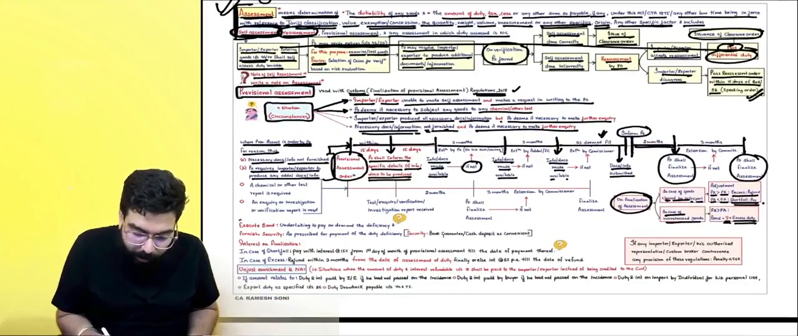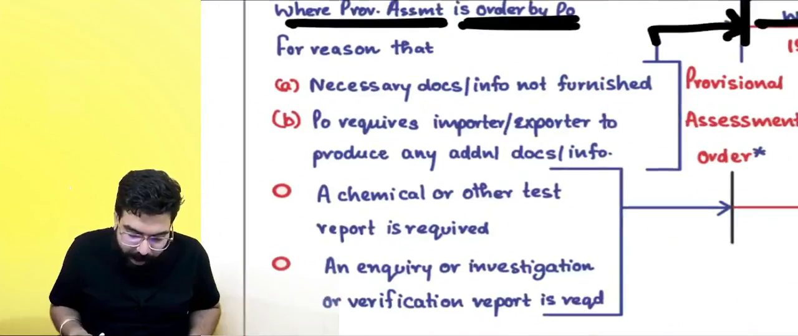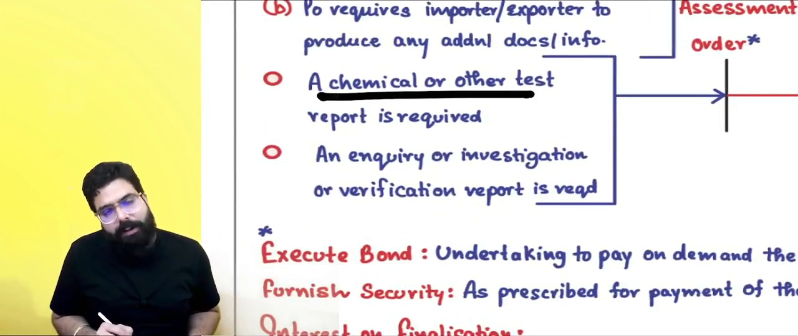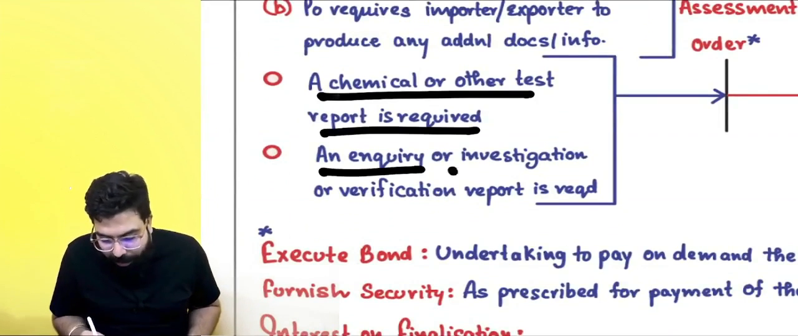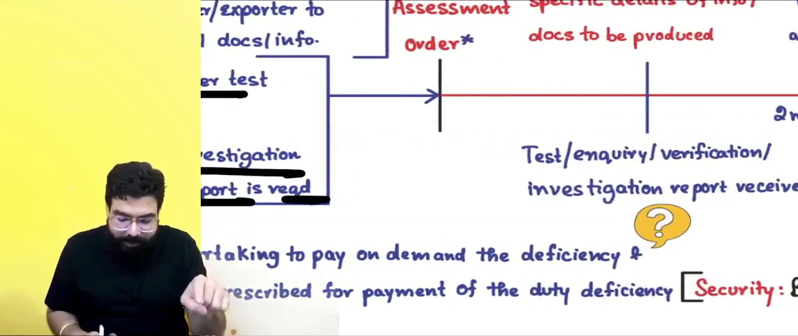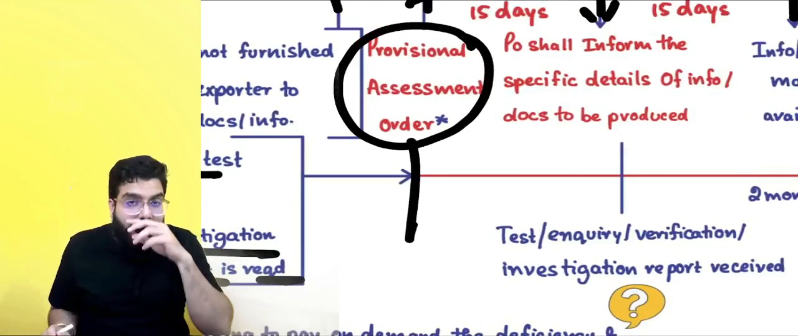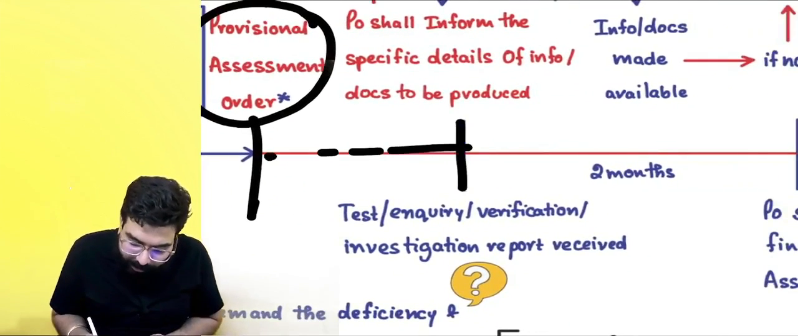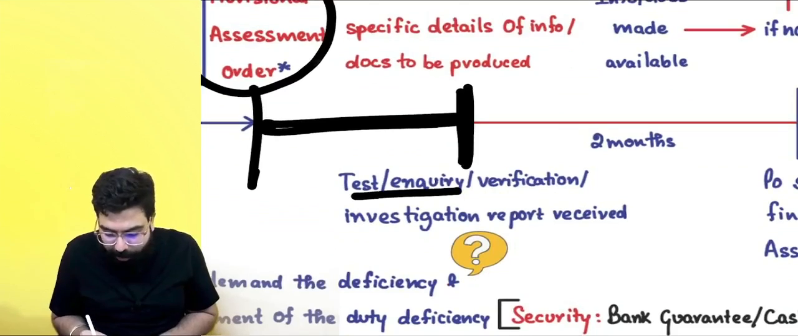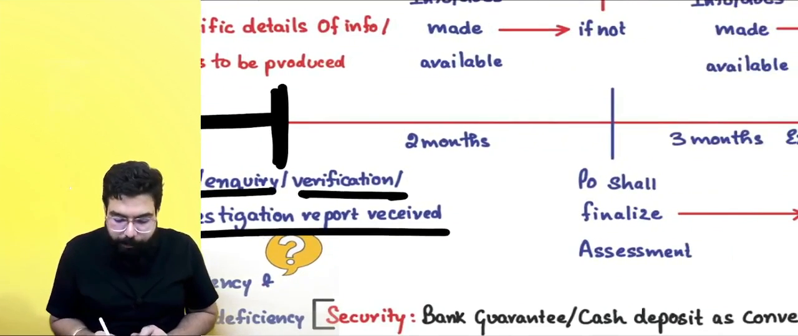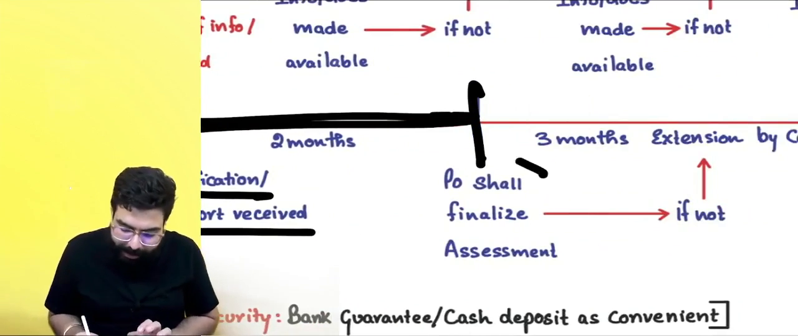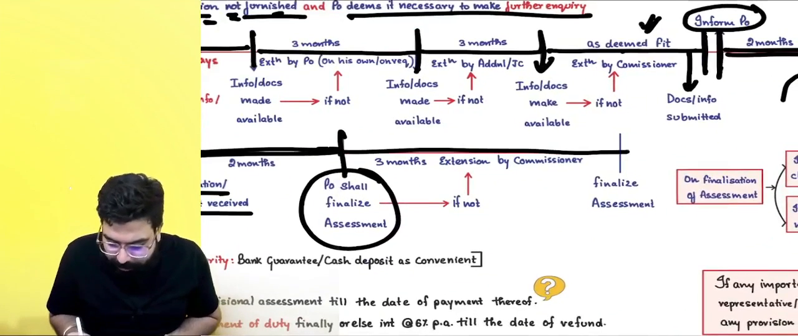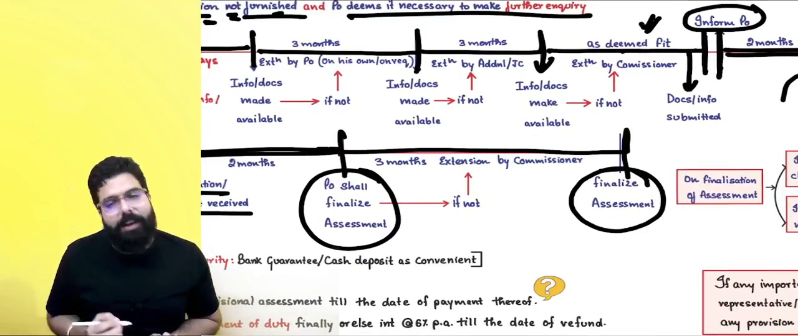Now, everyone over here, listen to me very carefully. For example, provisional assessment was ordered by the PO for the reason that a chemical test or other test report is required, or an inquiry or investigation report is required. In this scenario, he will do the provisional assessment. Now, the proper officer will wait for the inquiry report, investigation report or test report. Once the test report or inquiry or verification report is received, the proper officer within the next 2 months will finalize the assessment. Okay, sir. Now, if we could not finalize within 2 months, then a 3 month extension can be given by the commissioner and the final assessment order will be passed.